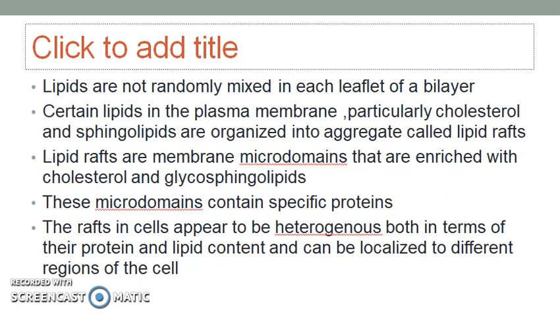Lipids are basically not randomly mixed in each leaflet of a bilayer. Now, there are certain types of lipids in the plasma membrane, particularly the cholesterol and the sphingolipids, which are organized into aggregates called lipid rafts. Now, lipid rafts, what are they exactly? They are the membrane microdomains that are enriched with cholesterol and glycosphingolipids. These microdomains contain specific proteins, and the rafts in cells appear to be heterogeneous both in terms of their protein and lipid content, and they can be localized to different regions of the cell.